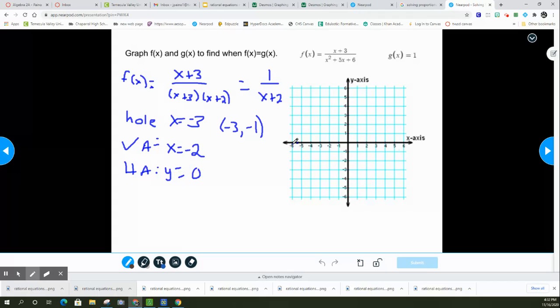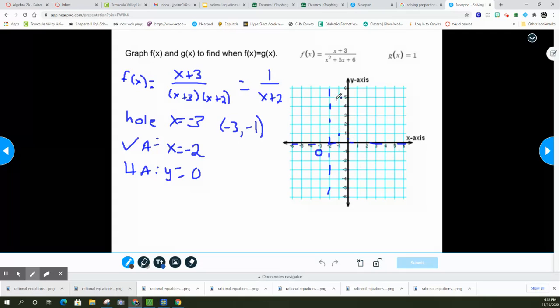Let's go ahead and draw these asymptotes on here. I've got a horizontal asymptote, and I've got a vertical asymptote. I don't have any x-intercepts because it's just a constant on top. The top is always 1, so no x-intercepts. I know I'm going to have a hole at the point negative 3, negative 1. If I plug in 0, I'm going to get 1/2. If I plug in negative 1, I'm going to get 1 over 1.